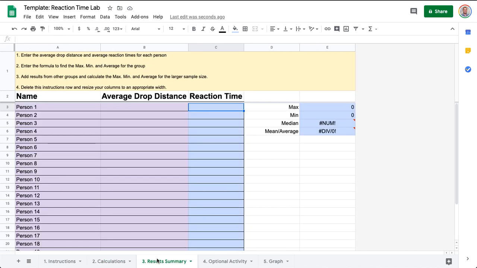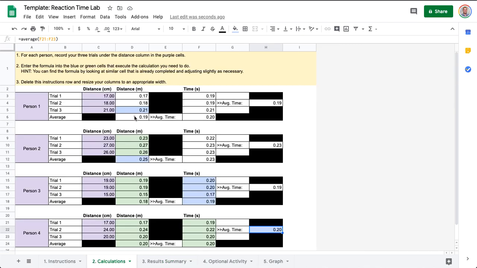So now we're ready to move on to the next section, where we're going to want to enter the values for the various, if this were a class, we'd enter the values for all of the people in the class. So let's start with the average distance drop. If we look back over here at our calculations, we got 0.19, 0.25, 0.18, and 0.20.